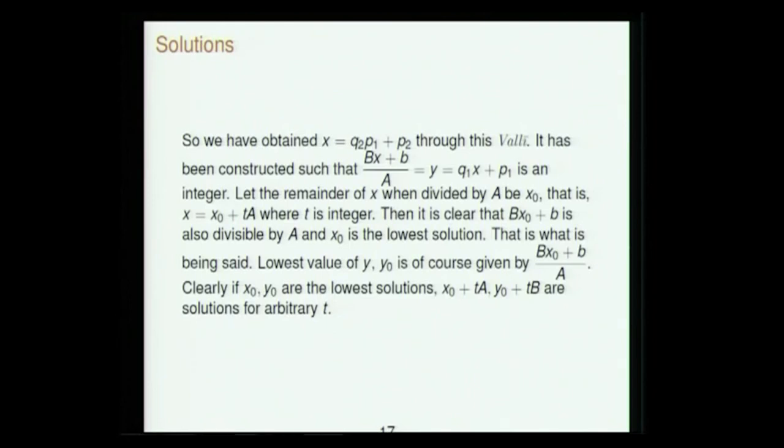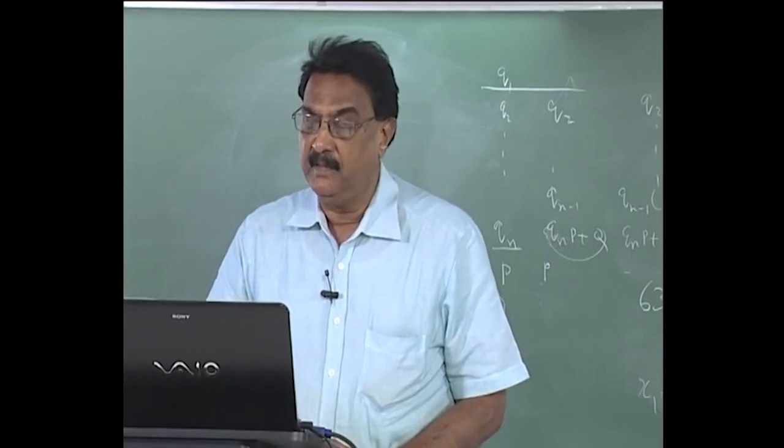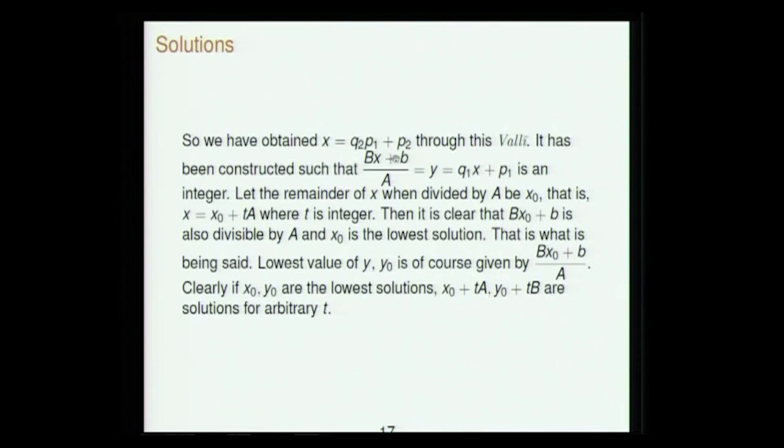So, what we have obtained is x is equal to q2 p1 plus p2. It has been constructed such that this is automatically an integer, bx plus b capital A by A is equal to y is equal to q1x plus p1, an integer. Now, let the remainder of x when divided by A be x0. Then x is equal to x0 plus tA. So, clearly one can see that x0 is the lowest solution and the general solution is x0 plus tA for x. And similarly, y0, whatever you get, bx0 plus b by capital A is y0, then y0 plus tb is the general solution for y.